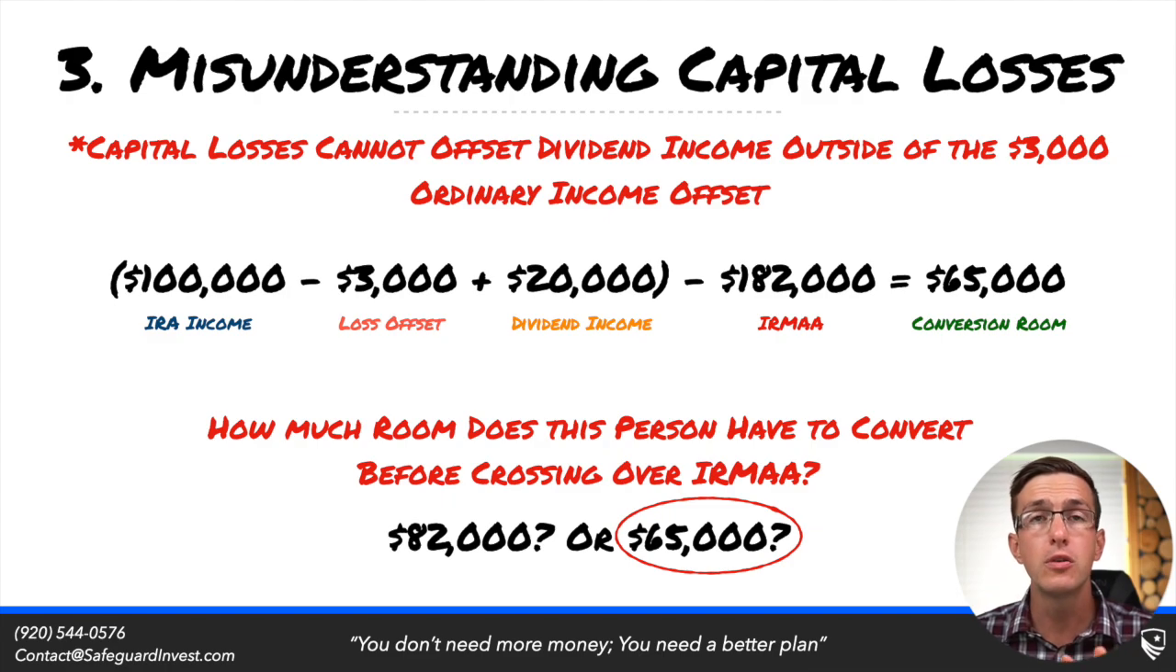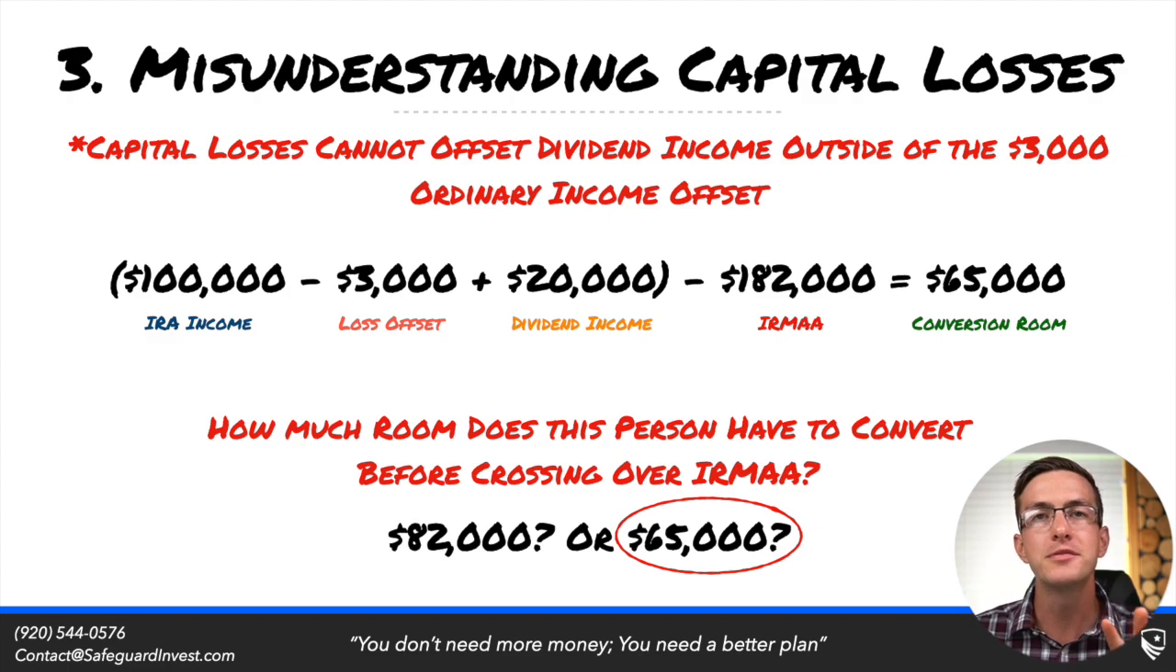If we go through the math for how much room they have to convert, we see that they have $100,000 of IRA income. Now, we can subtract out $3,000 of those capital losses, because you're allowed to offset $3,000 from your income on an annual basis when you have capital losses. We then have to add in the $20,000 of dividend income. If we subtract out that IRMAA threshold, we find that we have $65,000 of conversion room.